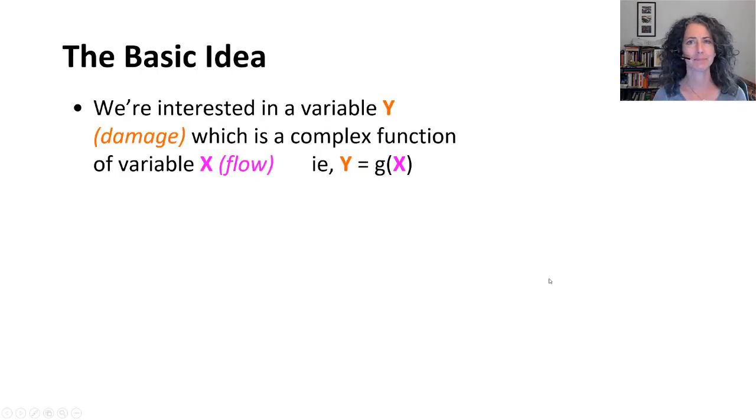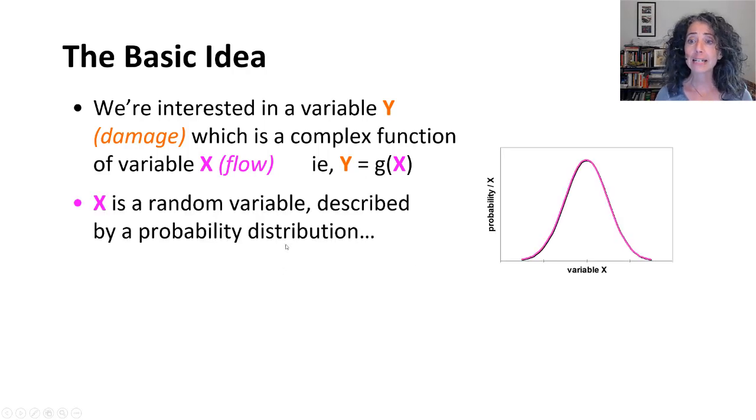So the basic idea, right? We're interested in some variable y, and I'm going to say that y is equal to flood damage. And y is a complex function of some variable x, and I'm going to say x is equal to flow. So y is some complex function of x. x is a random variable that is described by some probability distribution. So here's my distribution of x over here. I'm showing a normal distribution, but this is general. It could be any distribution.